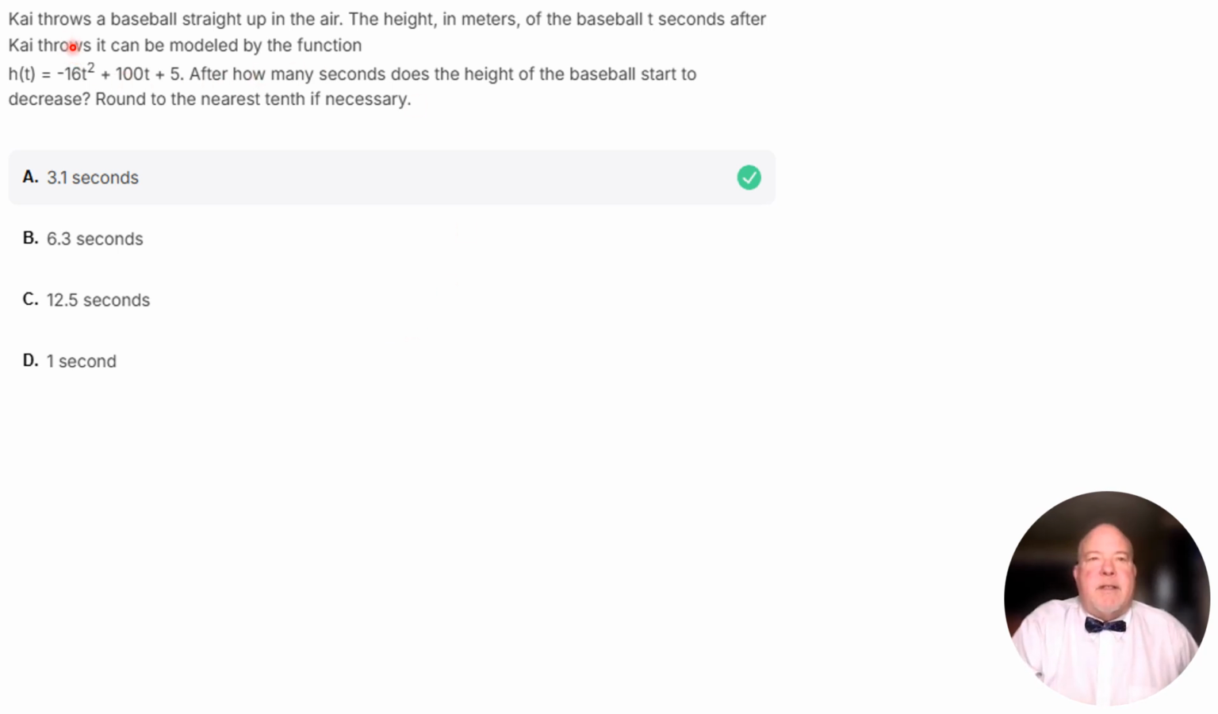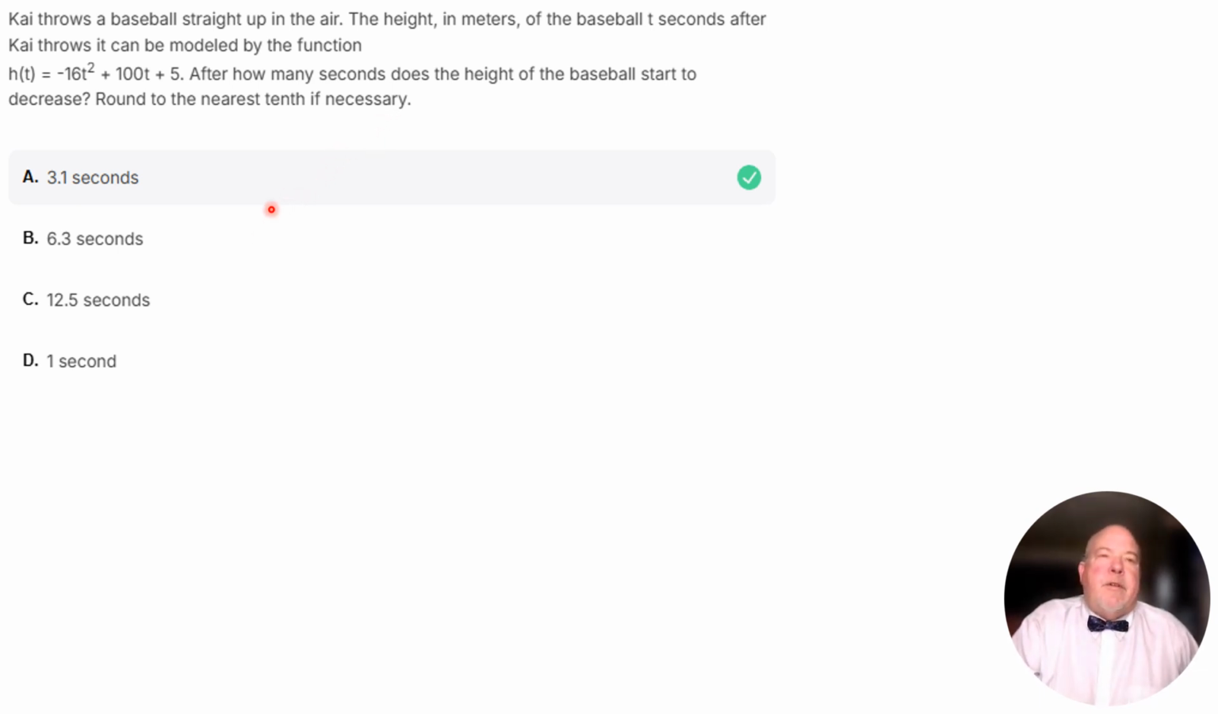So this question says Kai throws a baseball straight up in the air. The height in meters of the baseball, t seconds after Kai throws it, can be modeled by this function. After how many seconds does the height of the baseball start to decrease? Round to the nearest tenth if necessary.